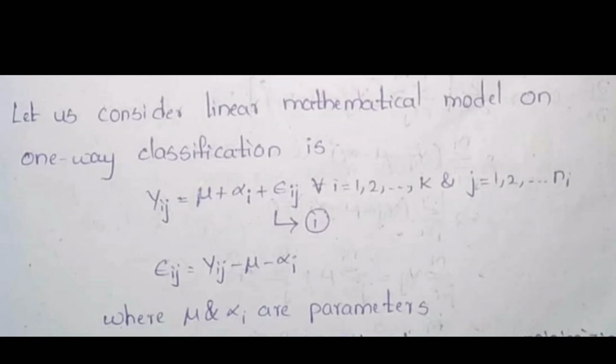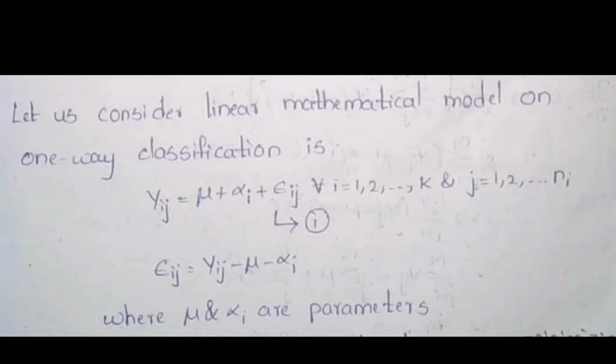One-way classification model equation: yij equals mu plus alpha i plus eij, for all i ranging 1, 2, 3, 4 up to k, j ranging 1, 2, 3, 4 up to ni, where mu is called the population mean, alpha i is called the effect due to the ith treatment, and eij is called the error effect, which is IID, identically and independently distributed.